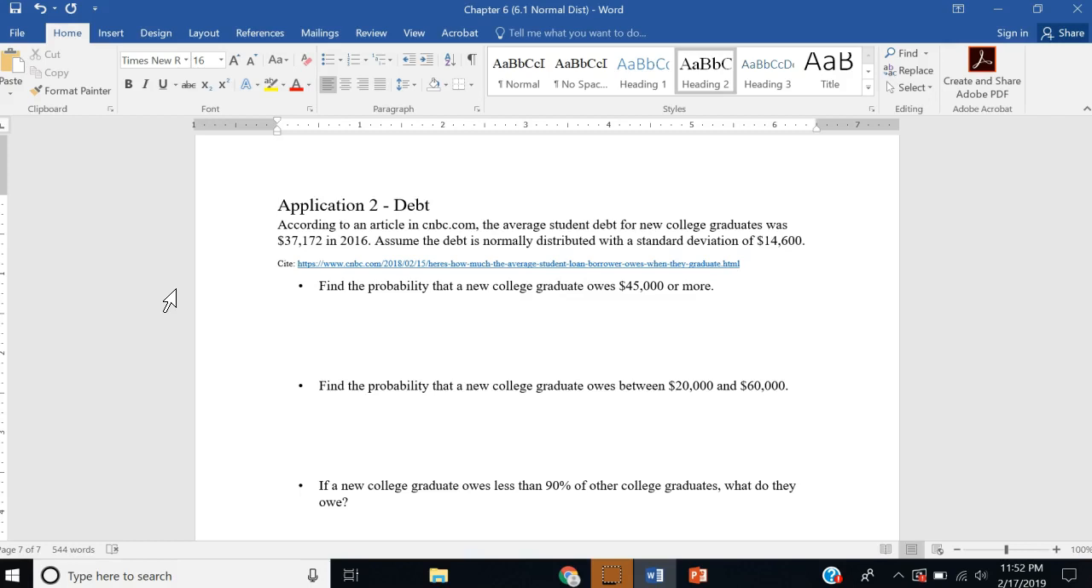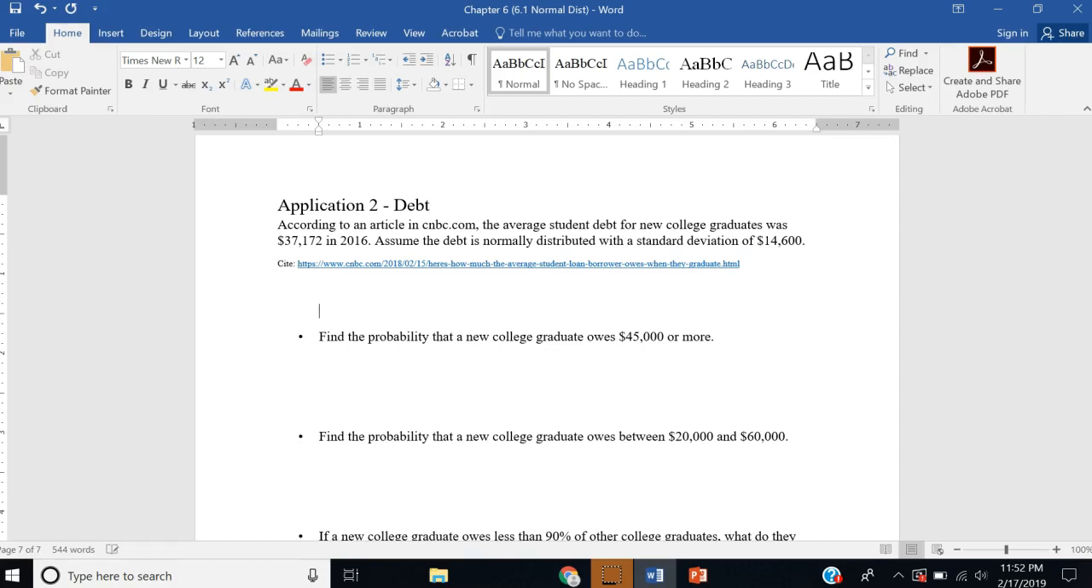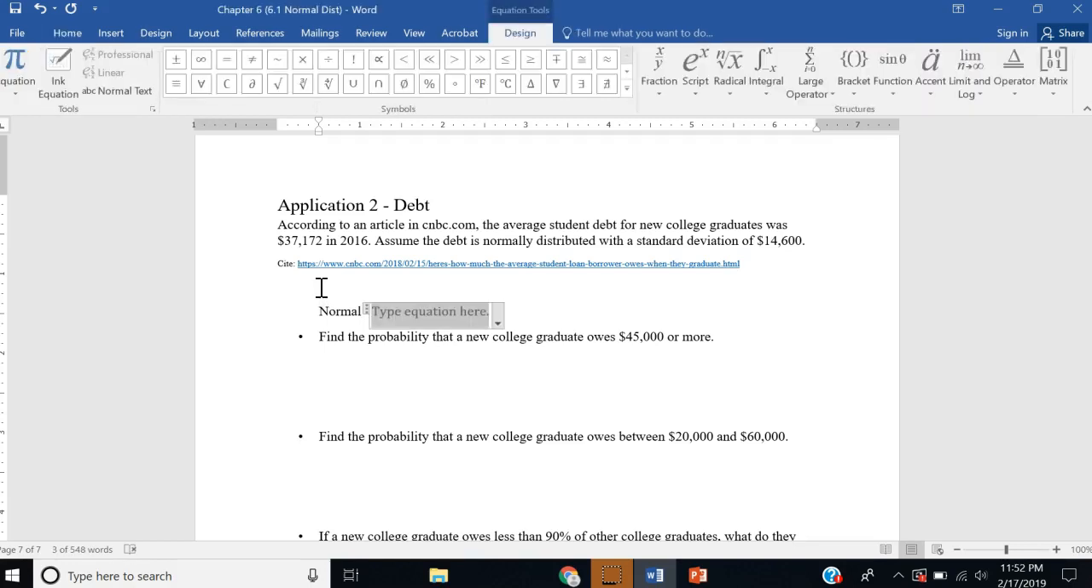All right, so hopefully you did this on your own. Probability, first off, we have our average of 37,172. We're assuming we're normally distributed. Don't forget, that's actually a really important step that I've been kind of just glancing over. If this is not normally distributed, then we are up a creek and we couldn't use what we're using now. So we do need normal distributions here.